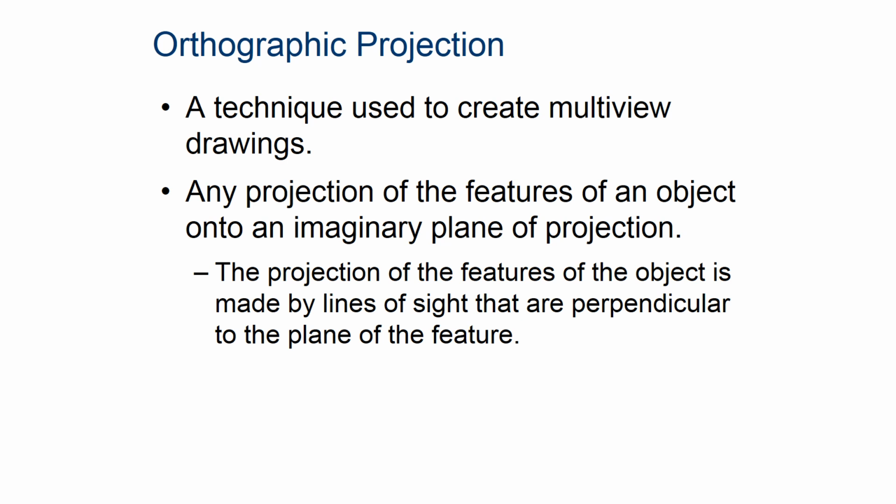So orthographic projection is a technique used to create multi-view drawings. It is any projection of the features of an object onto an imaginary plane of projection. The projection of the features of the object is made by lines of sight that are perpendicular to the plane of the feature. Wow, that seems extremely confusing. Okay, we're going to walk through that because that really doesn't make any sense.